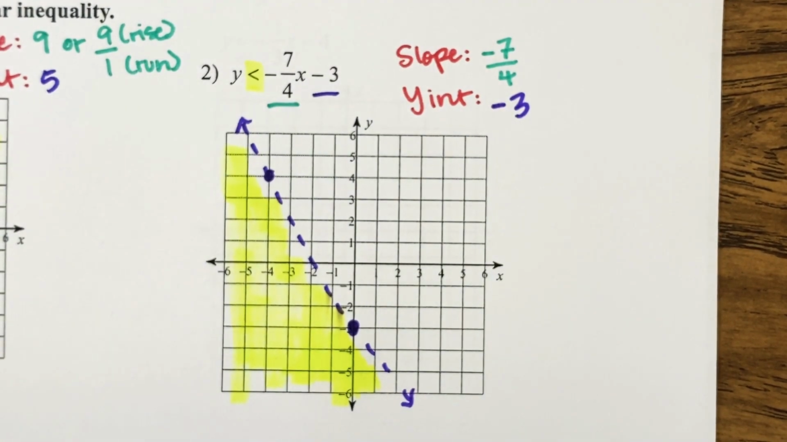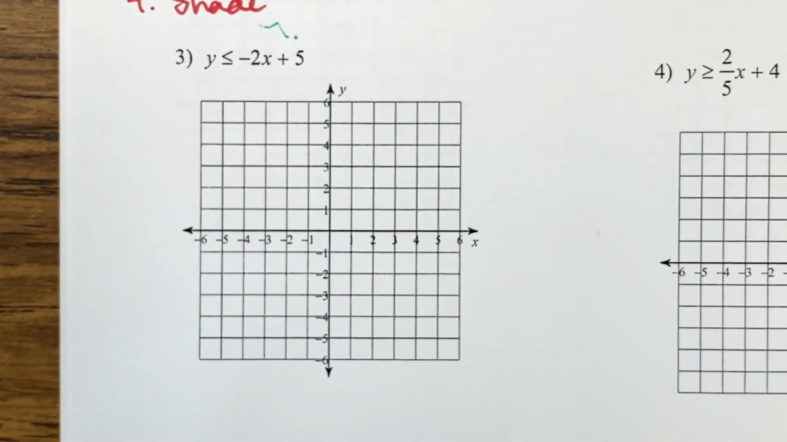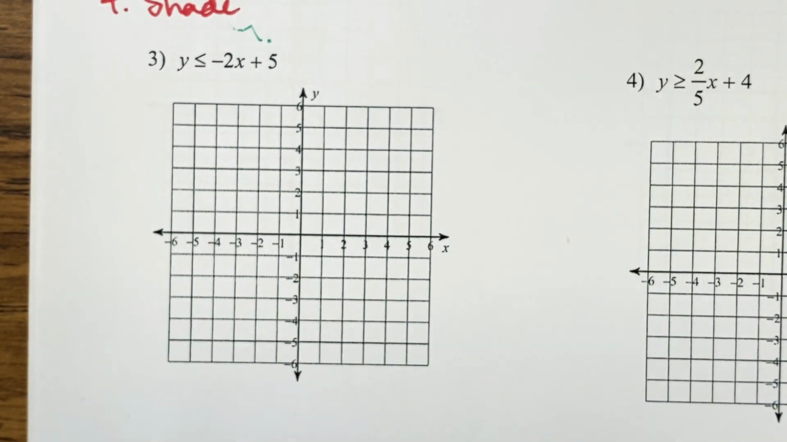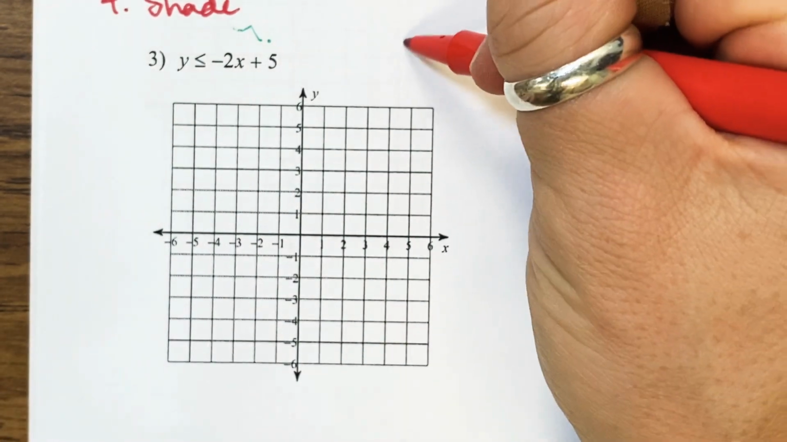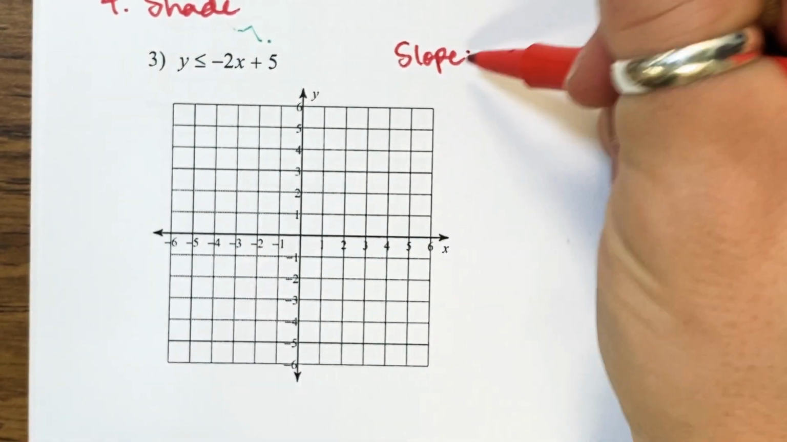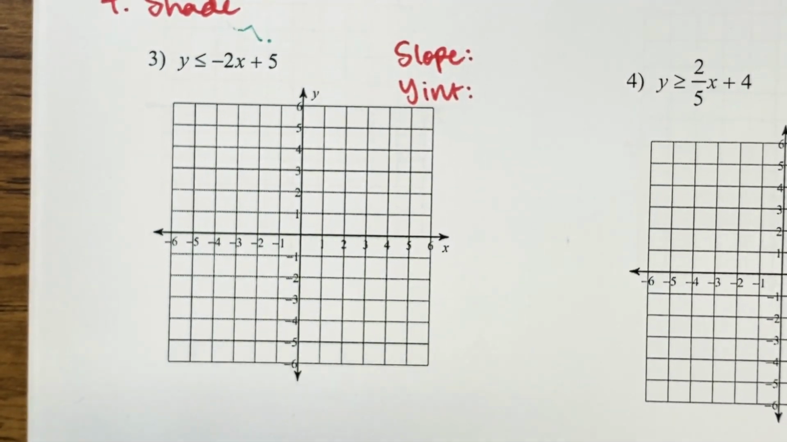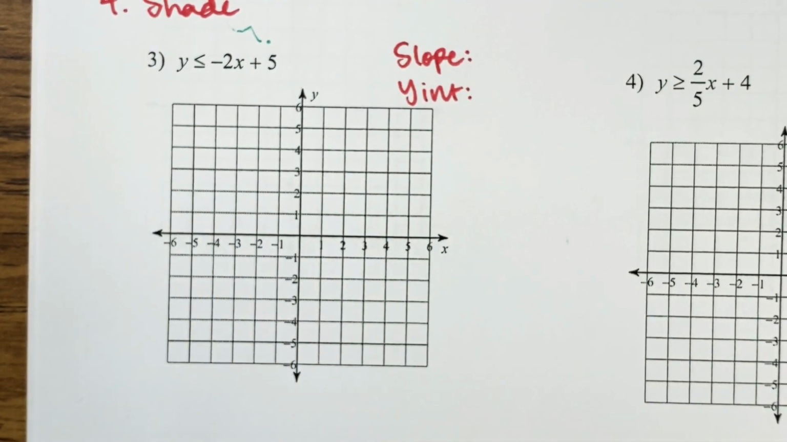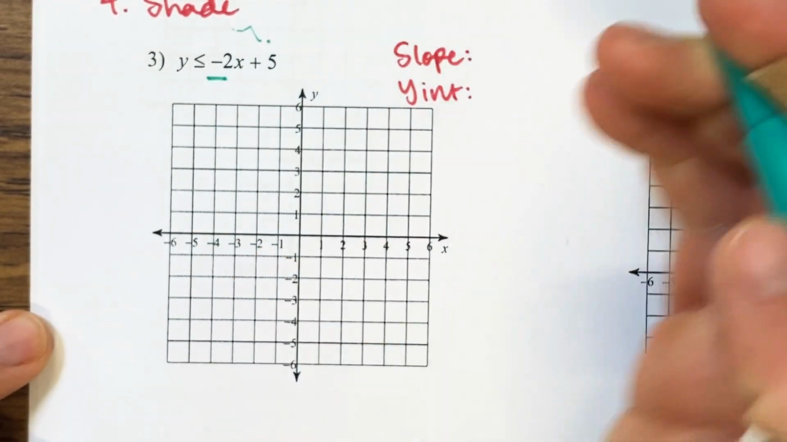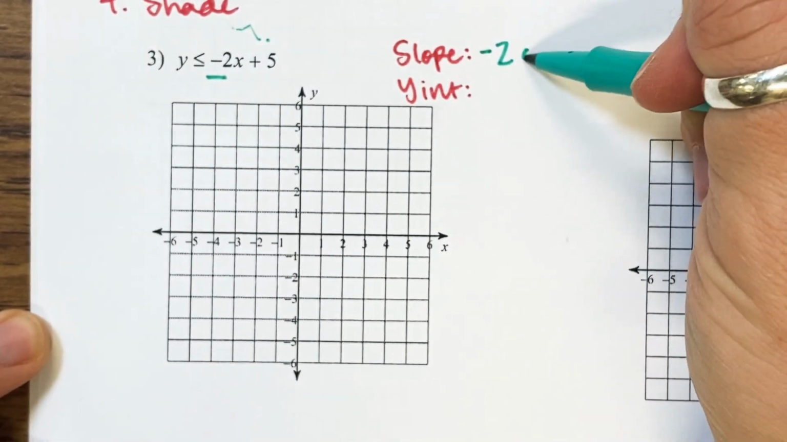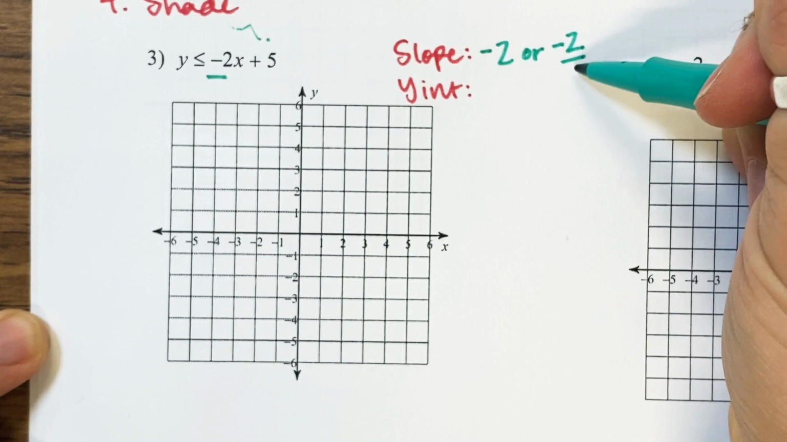Okay, beautiful. So that's what that graph looks like. Okay, let's do number 3. So let's identify our 2 things to help us graph it. Find our points is our slope and our y-intercept. Okay, so what is our slope? What is the number that is right in front of our x? -2. Okay, or you can rewrite it as -2/1.